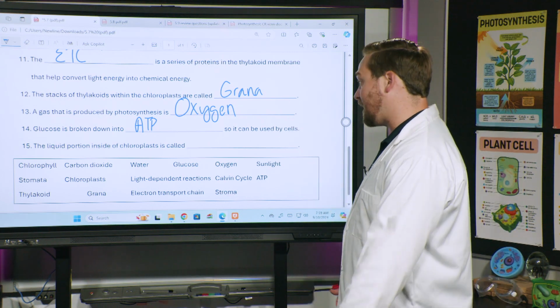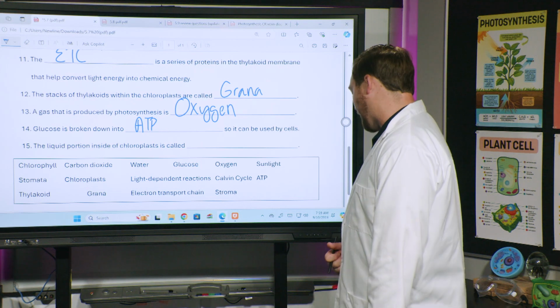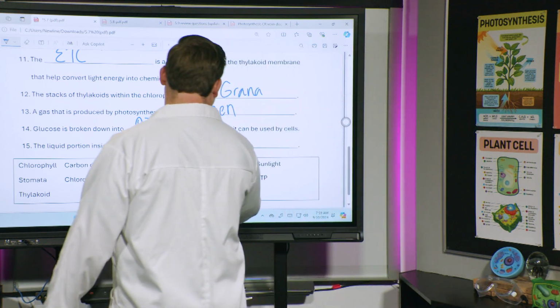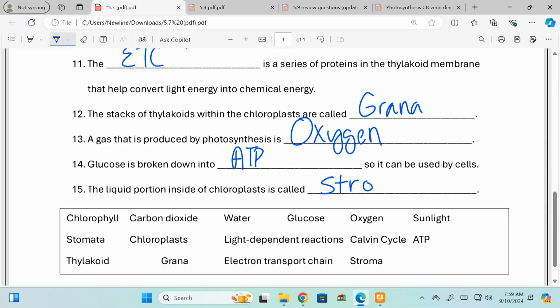Last one here, 15. The liquid portion inside of chloroplast is called what? That's called the stroma. Okay?